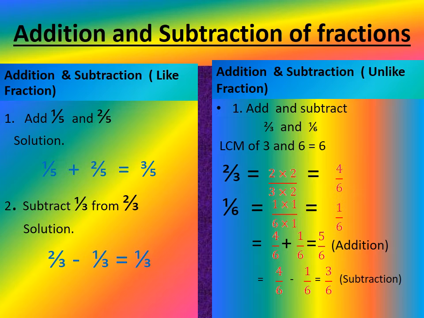Now, let us learn addition and subtraction of fractions. How to add or subtract like fractions. Like fractions means same denominators. In this case, we have to only add or subtract the numerators. Now, addition and subtraction of unlike fractions. In this case, you have to find out the LCM of the denominators. Then we have to convert that into like fractions. Then you can add or subtract the numerators.